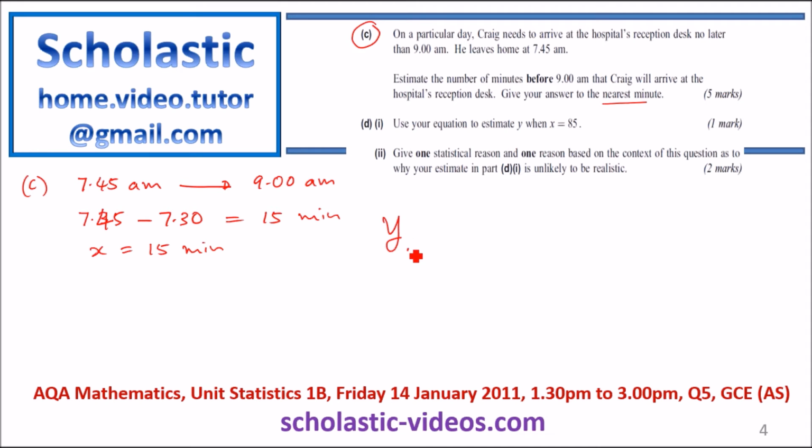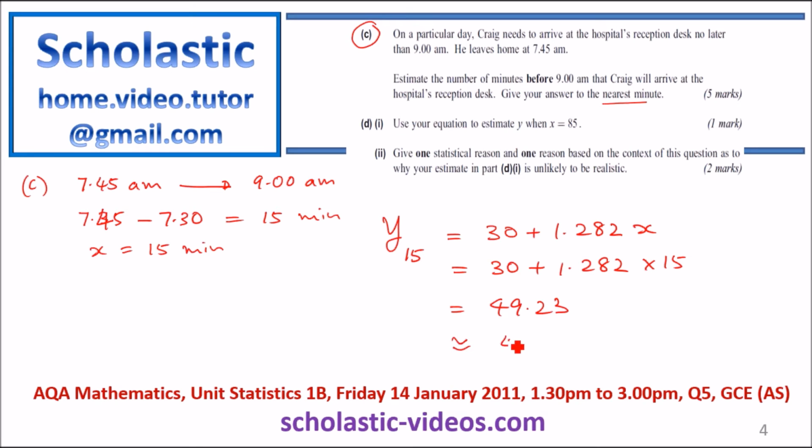That means y at 15. So we have the equation 30 plus 1.282x. So we can put the value of x equal to 15. 1.282 times 15. That means he will reach the hospital in 49.23, approximately 49 minutes. So it will take 49 minutes to reach the hospital.